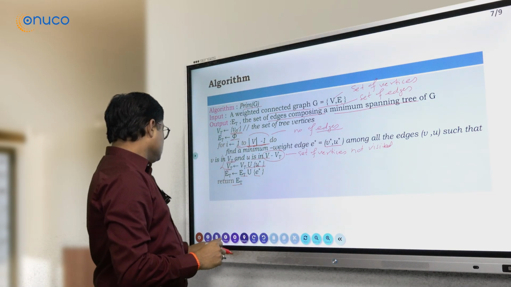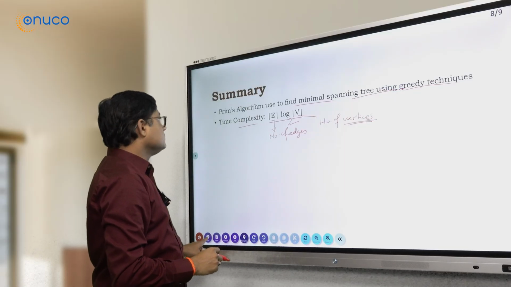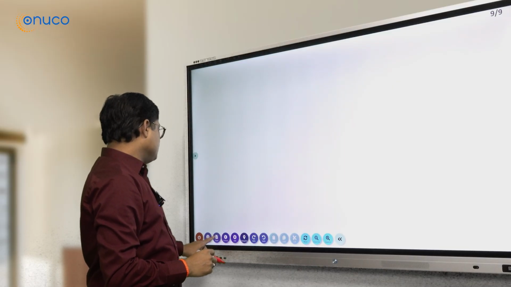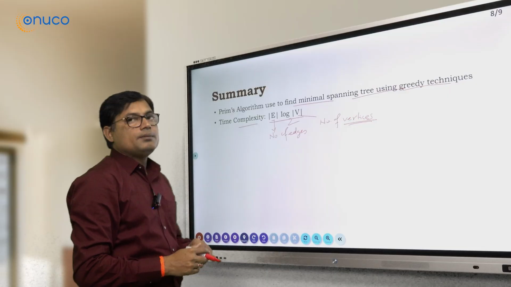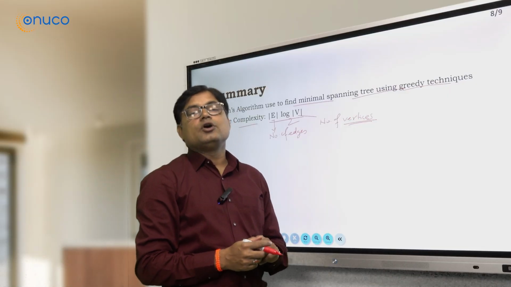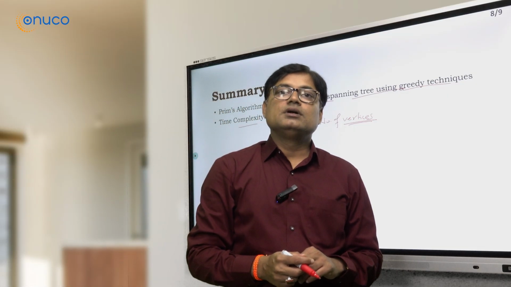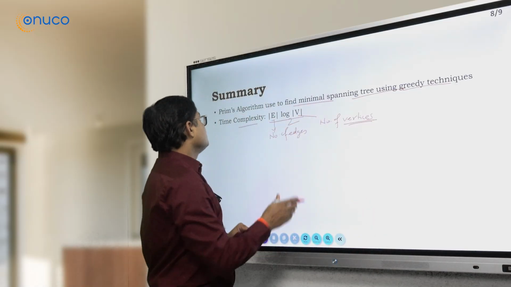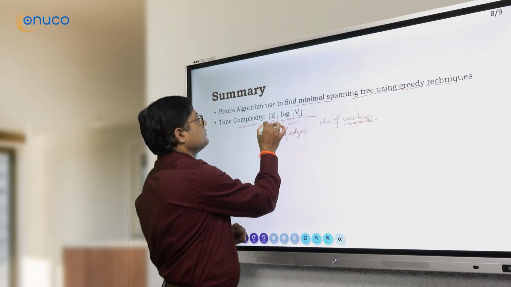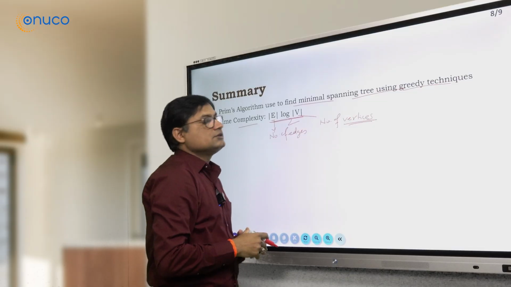Hence the time complexity will be, as we discussed in the previous concepts such as divide and conquer, how to find the time complexity. In a similar way, the time complexity for Prim's algorithm is E log V. So this is a summary of Prim's algorithm.